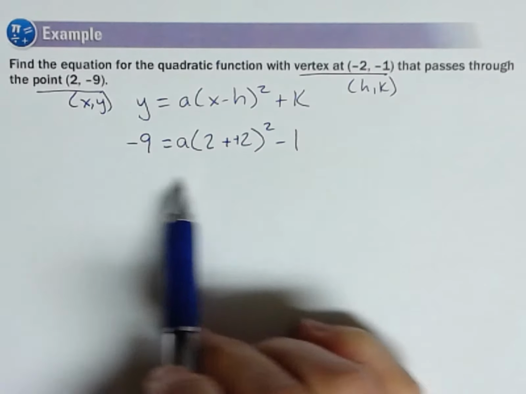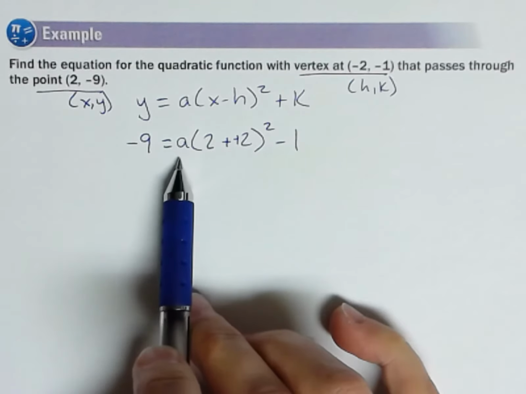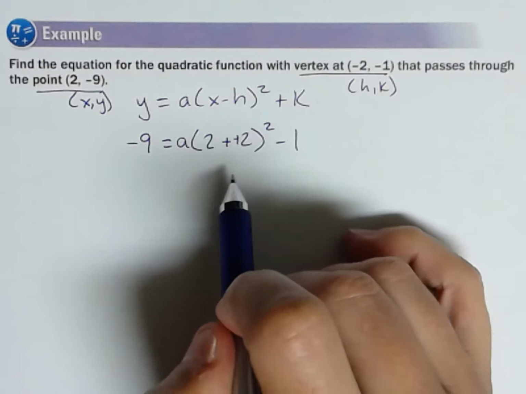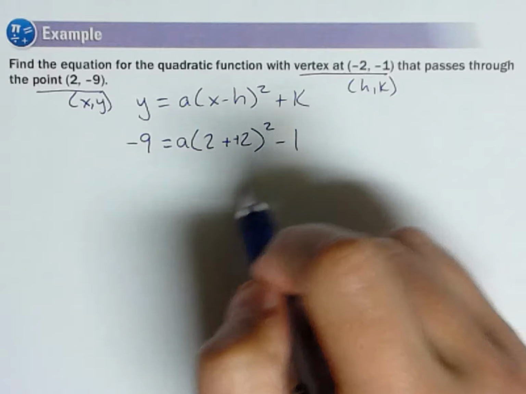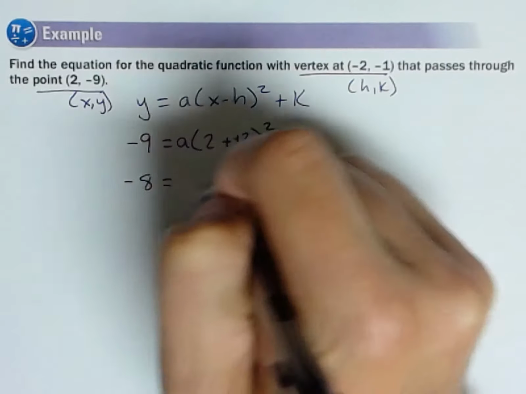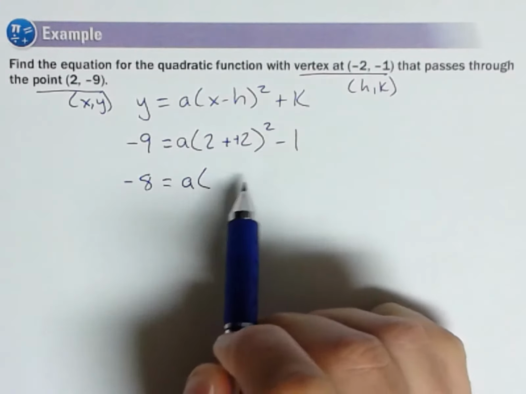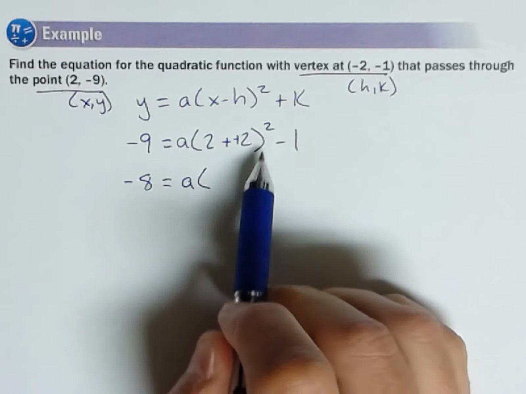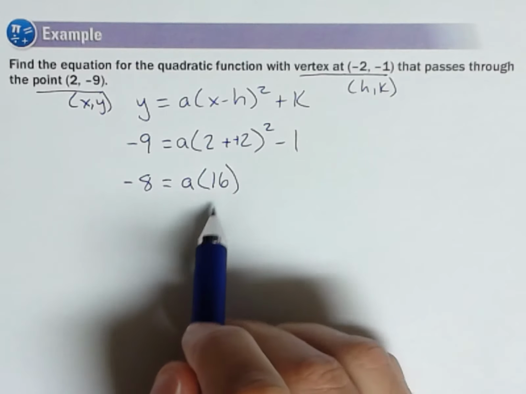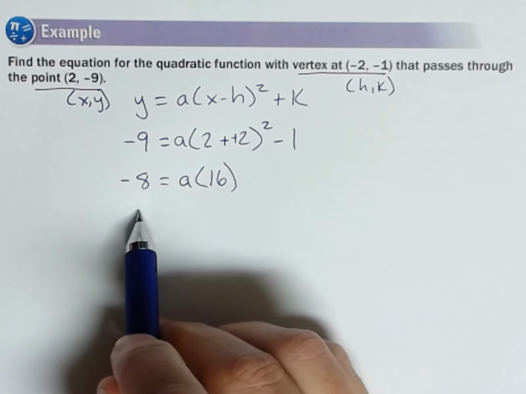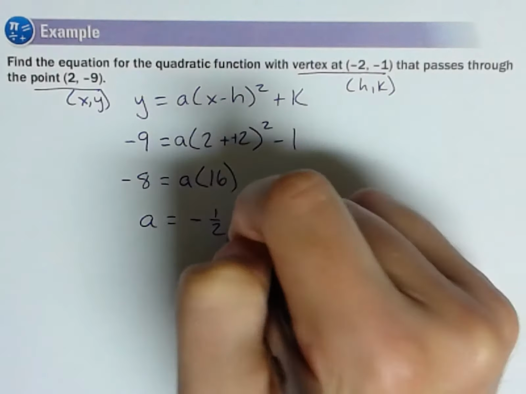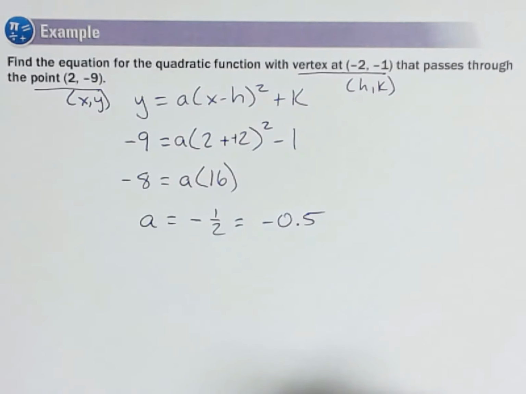Well, notice now I've got a little algebra equation, and I know everything except for a, so we're going to solve this equation for a. Let's figure out what that is. So let's go ahead and add that 1 over to the other side. So if I add 1 over, I get -8 equals a times, well, 2 plus 2, that's 4, squared, so that's 16. And now to get a by itself, of course I'm going to divide by 16 on the other side. And so a is -1/2, or you could write it as a decimal if you want.